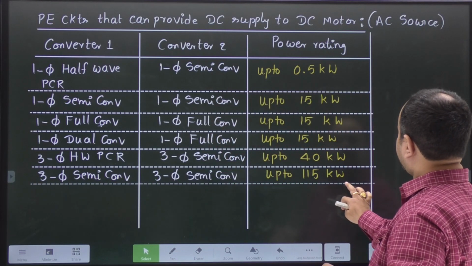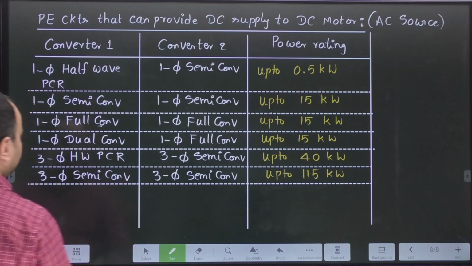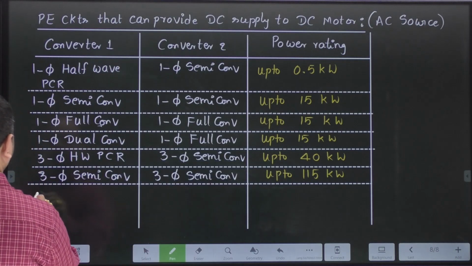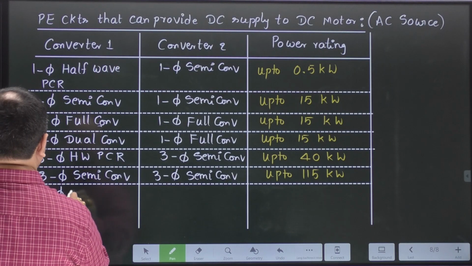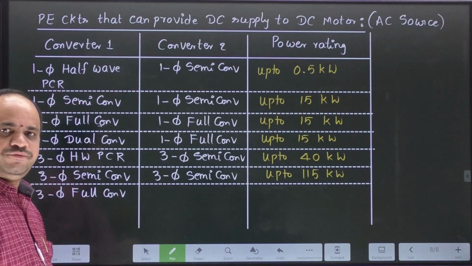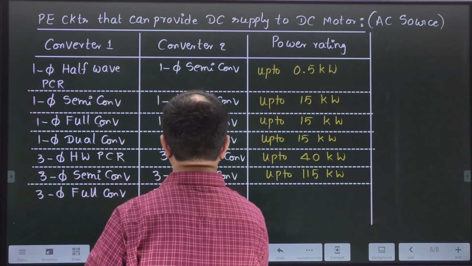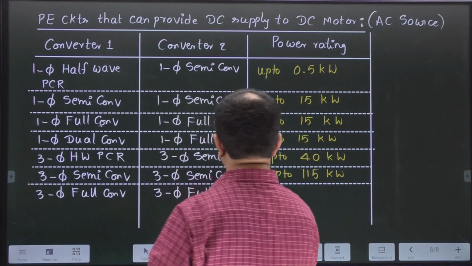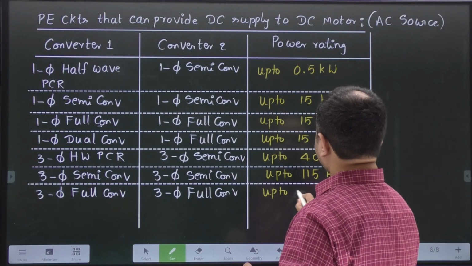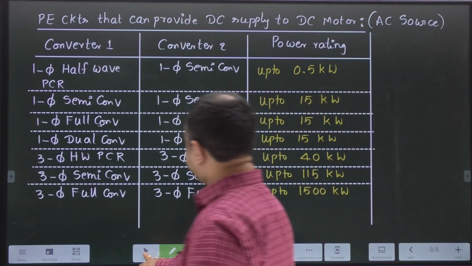Next, coming to the second combination in the 3-phase. In both armature as well as a field, 3-phase full converter. This can be used up to 1500 kilowatt.